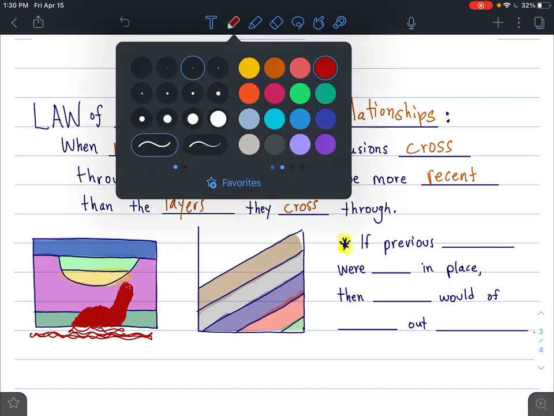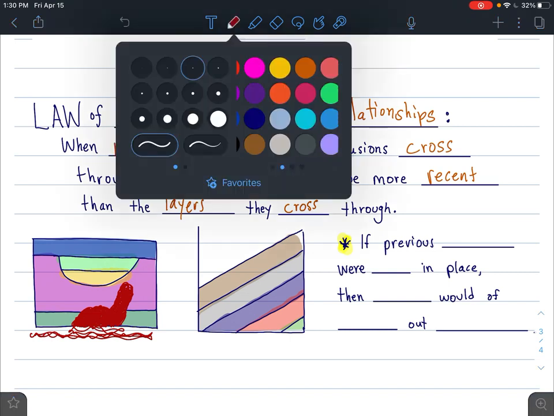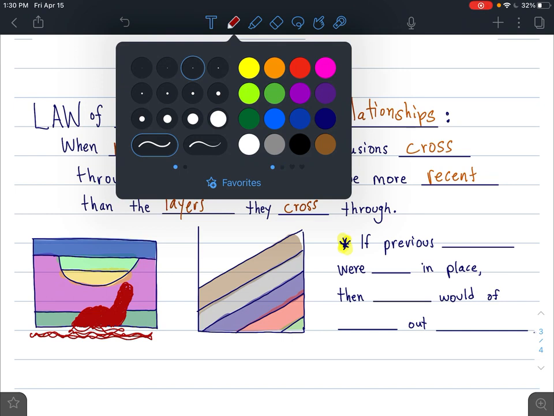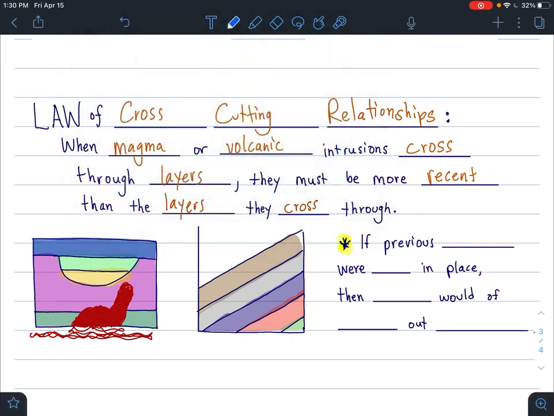So if we label these different layers, let's find a color here that I can use to label the layers. Let's go with a blue color. So if we have A, B, C, D, and E, and then let's say that this magma is letter F, we know that A had to form first because it's on the bottom, and then B. Now we know that those had to be there before F could have formed. So F had to happen after B.